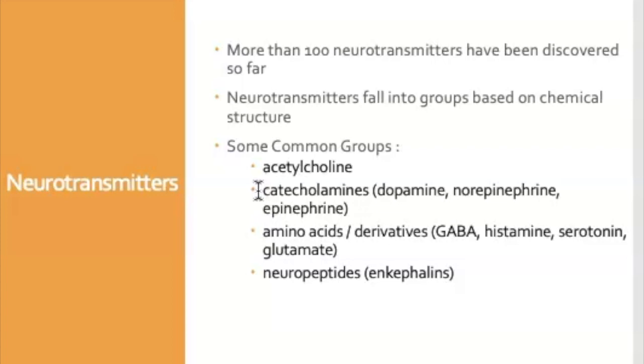There's a large group of neurotransmitters that come from amino acids and derivatives of amino acids. For example, you may have heard of GABA or serotonin or histamine or glutamate. Some of these are actual amino acids, and some of them are derived from amino acids. And finally, there's another group called neuropeptide neurotransmitters. These are kind of fascinating. These are not as well understood as some of the others. The neuropeptides include the enkephalin group.